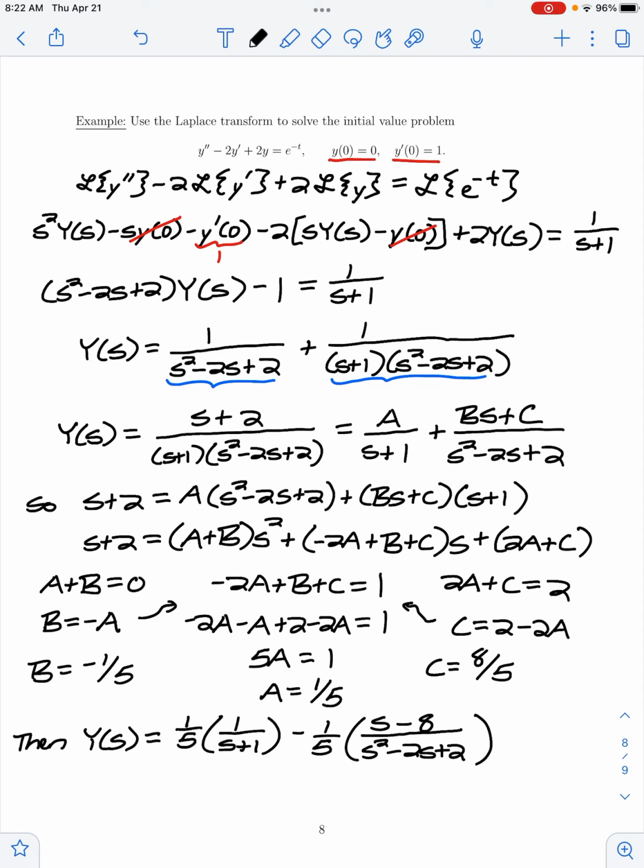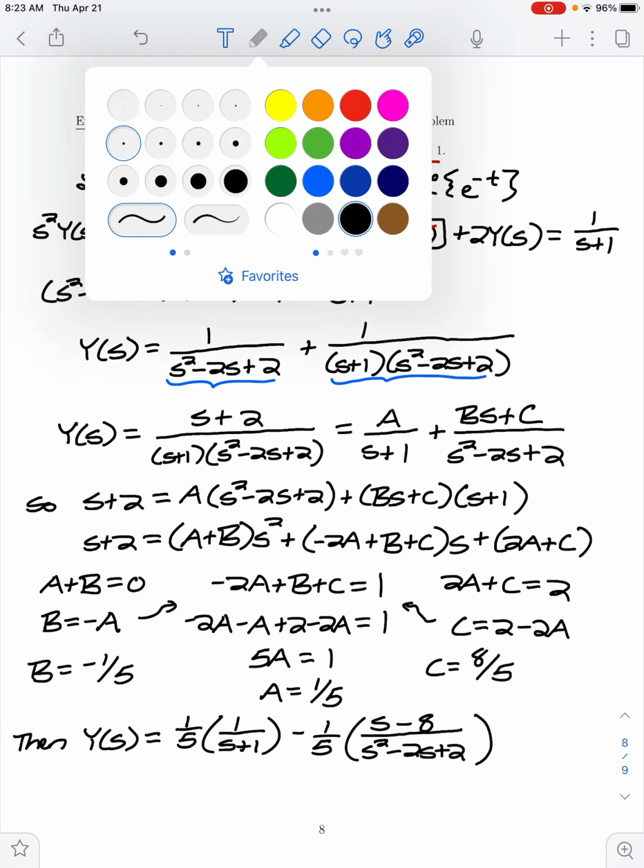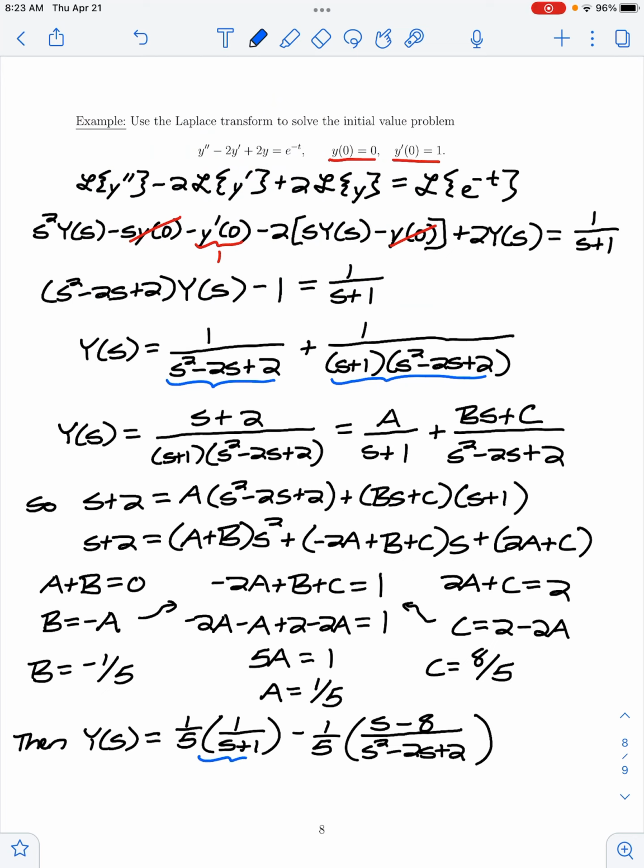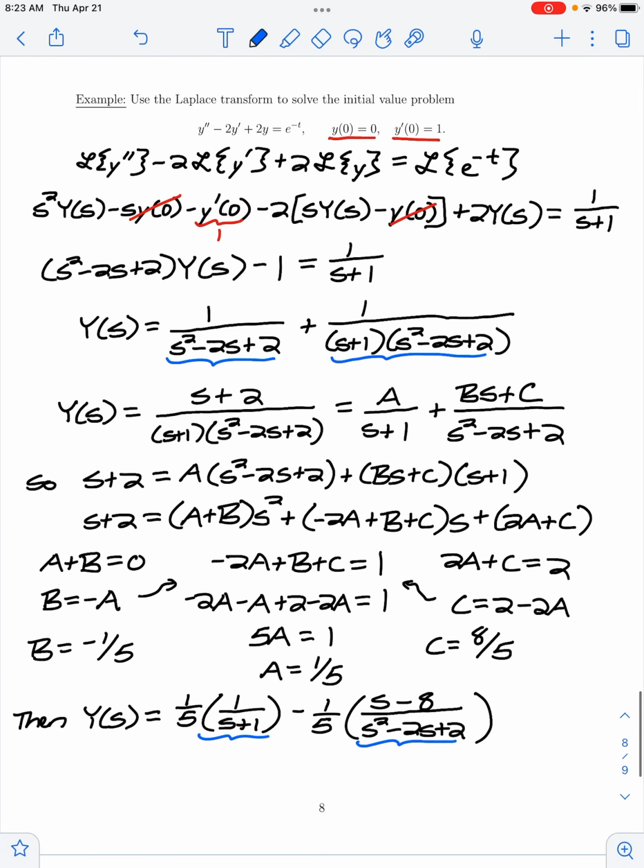So now that I have my partial fraction decomposition, I want to find the inverse transform of each of these terms. And the first term is pretty simple. We can find our inverse transform directly. It would be 1/5 e to the negative t. However, this second term has a denominator which is an irreducible quadratic, but it's not a sum or difference of squares. So we've seen for those types of functions, we need to complete the square for the quadratic denominator to make this look like one of the properties from my Laplace table.